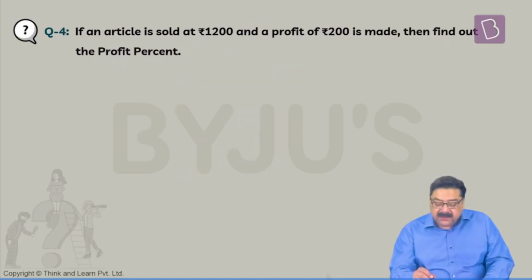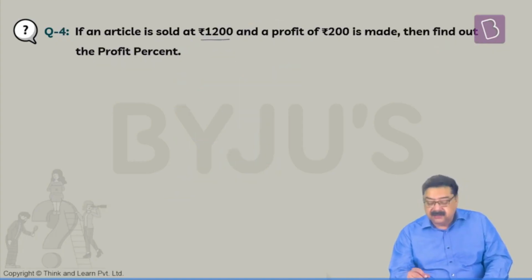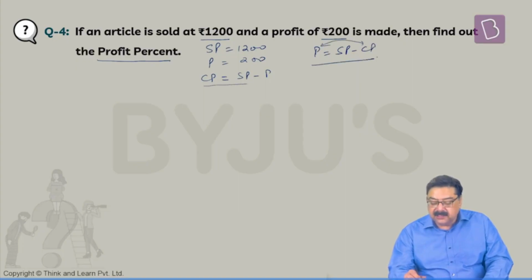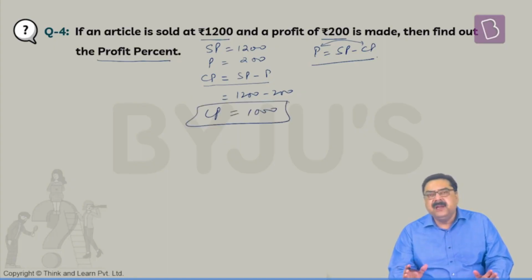Now, if an article is sold at rupees 1200 and a profit of rupees 200 is made, then find out the profit percent. Selling price is 1200, profit is 200. So cost price is selling price minus profit, because profit is selling price minus cost price. So these two get interchanged. So cost price is equal to selling price minus profit. Now that is equal to 1200 minus 200 as we know. So cost price is rupees 1000. So this is how we can play about with these values in different ways.